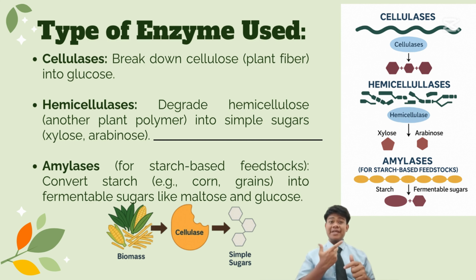Cellulase breaks down cellulose, the tough fiber found in the plant wall. The second one is hemicellulase, which breaks down hemicellulose, another plant component. And the last one is amylase, which breaks down starch from grains like corn into simple sugars such as glucose and maltose.